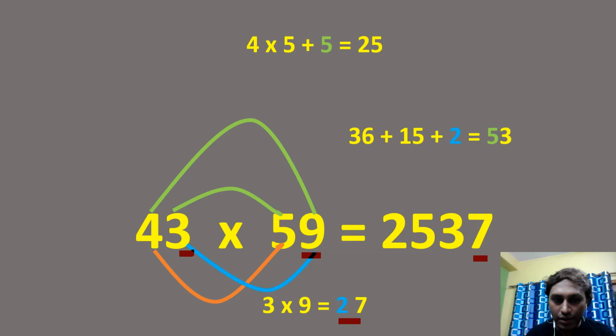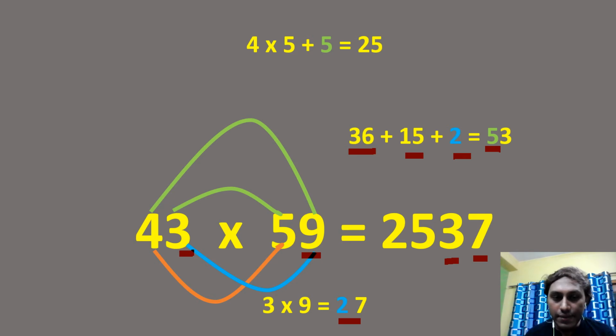Next, look at this green line. Multiply the inside numbers, 3 into 5, which is 15. Multiply the outside numbers, 4 into 9, that is 36. Add 36 plus 15 plus 2 carry from the previous step. It is 53. Write 3 and the 5 is carried for the next step.